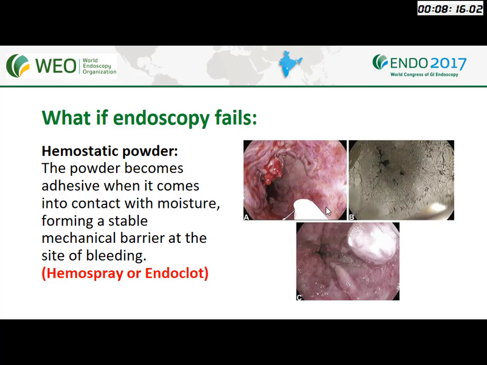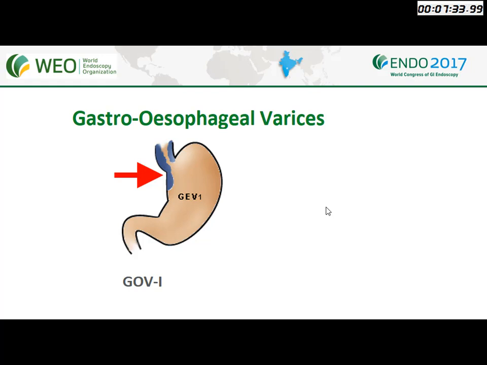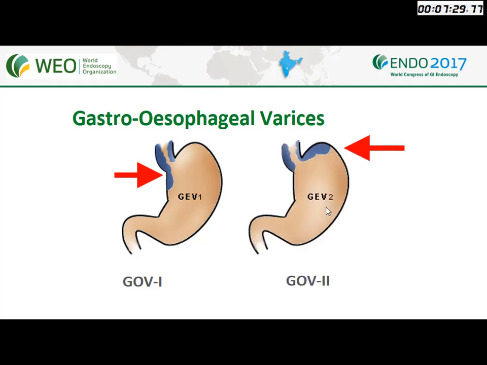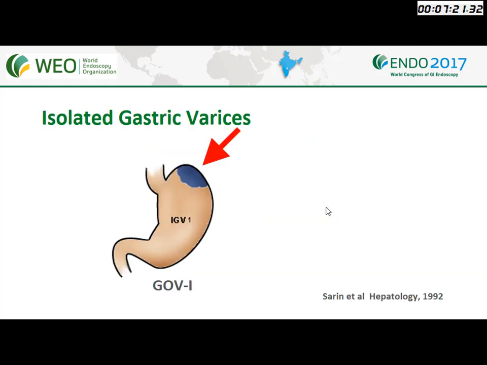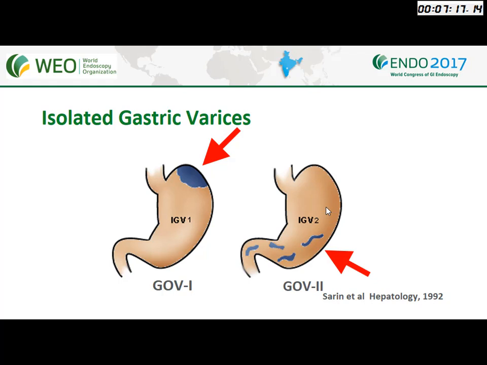And still, the new Hemospray and EndoClot, the powder which becomes adhesive when it comes into contact with moisture, forming a stable mechanical barrier at the site of bleeding. It is well used in acute bleeding peptic ulcer, erosive conditions, but some are trying to use it, like Jacques de Vier, to study it in oesophageal varices. Again, the expensive nature of this modality hinders it.